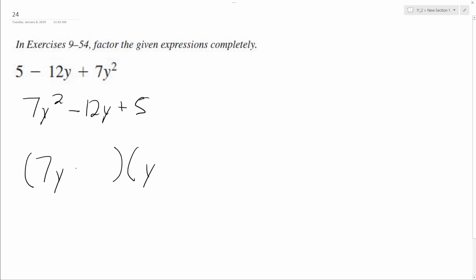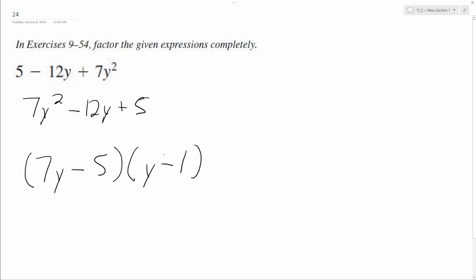It looks like my last term is plus 5. So this last term is positive. That means both my middle terms are going to be negative. So this looks like it may work like this. So let's test this out.